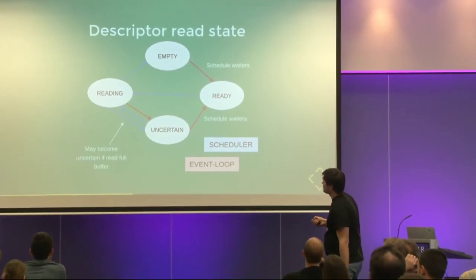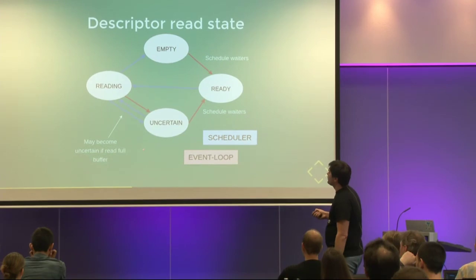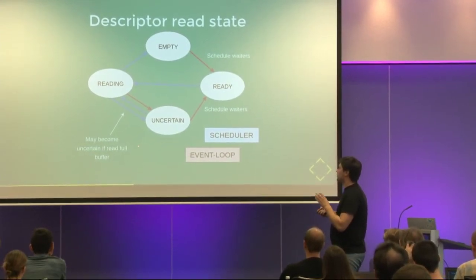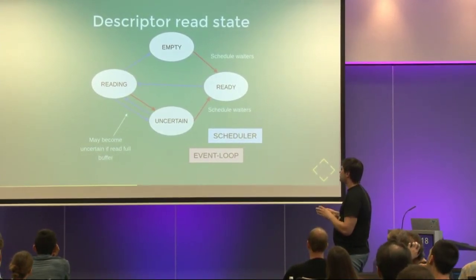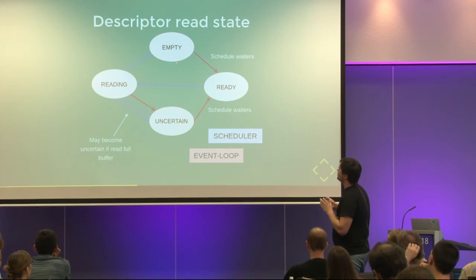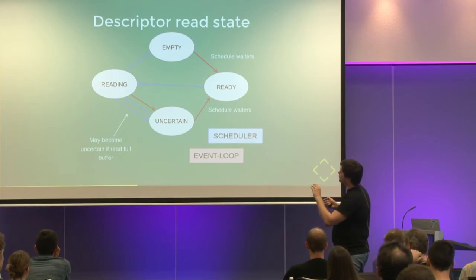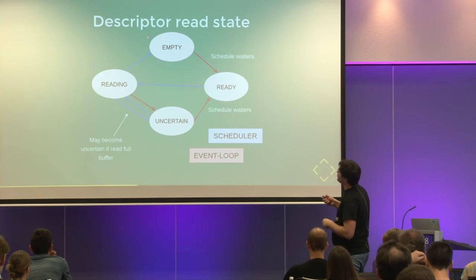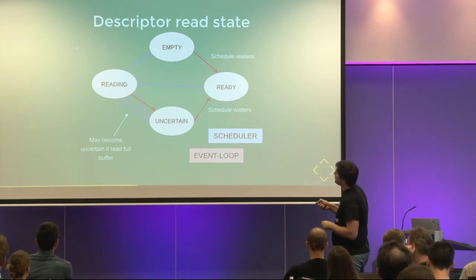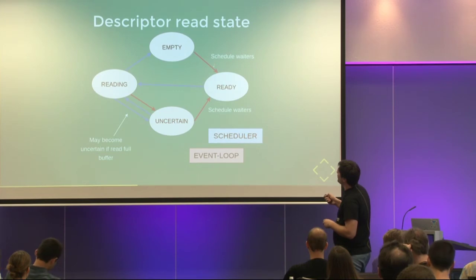Another messy diagram. It is a virtue of Linux epoll, really. You start in some empty state. This is the read side of a socket, and we keep a state of what's in there and whether it is ready or not. So the good path is this one: it starts empty, the event loop finds an event and goes to ready.